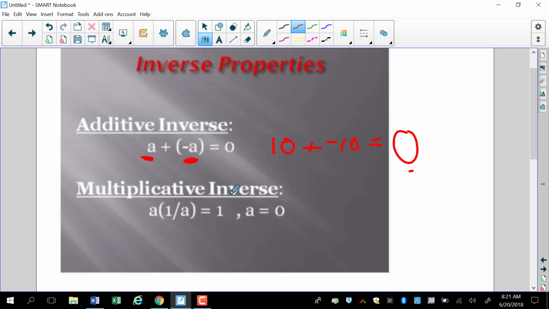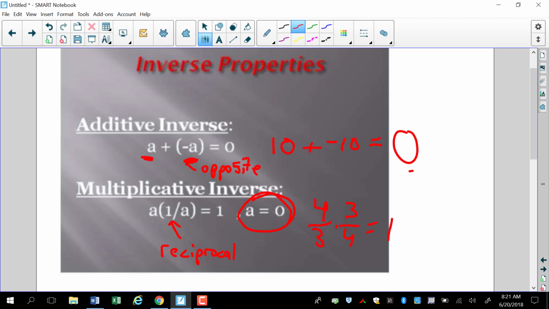Same thing as far as multiplicative inverse. This here we call the opposite when we negate. This here, if you remember, is called the reciprocal. So if we take a number, multiply by its reciprocal, we will get 1. So for example, if we take 4 thirds, multiply by the reciprocal 3/4, we get 1. It's a property we use quite a bit, especially later on in the course when we deal with algebra.